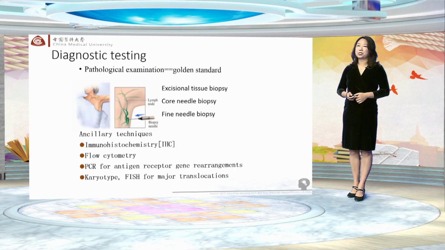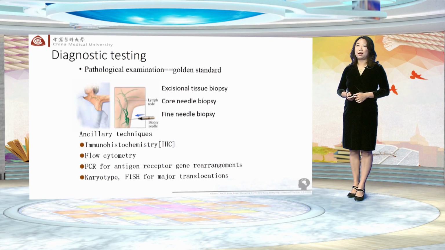To diagnose non-Hodgkin lymphoma, biopsy is the gold standard. We use different methods in different situations. Excisional tissue biopsy, core needle biopsy, and fine needle biopsy can all be used. However, most of the time, excisional tissue biopsy is recommended because we can get the whole lymph node so that the pathological diagnosis is easier to make.